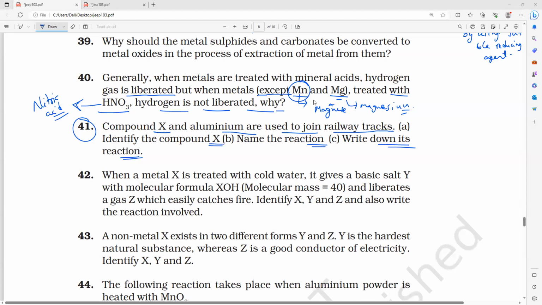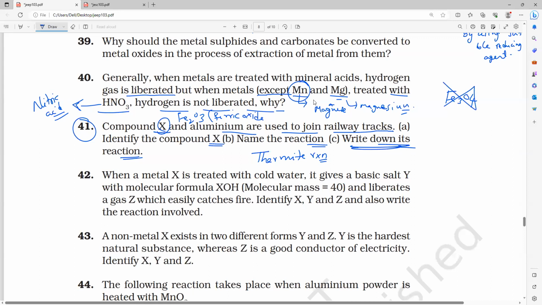That is called the thermite reaction. We used to call it thermite reaction, thermite welding. And what is compound X? It is Fe2O3. What is the name? Iron 2,3 oxide, or rather we can say ferric oxide. Sorry, ferric oxide, not iron 2,3 oxide; that is Fe3O4, wrong. So this is Fe2O3, ferric oxide. The name of the reaction is thermite welding.